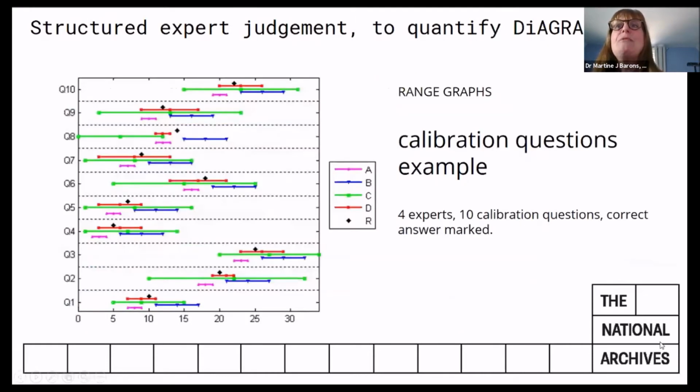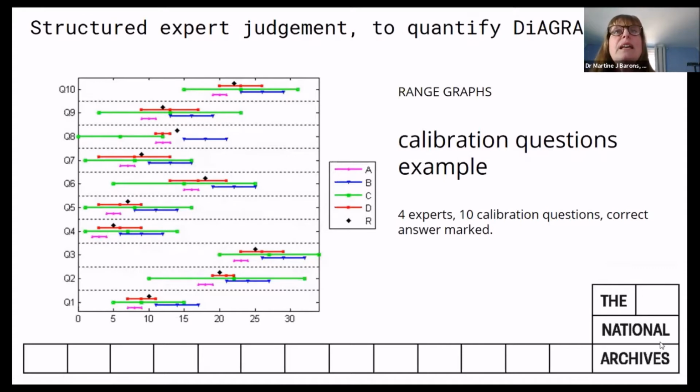This is the sort of graph that we get. In this case, it's calibration questions, so we do know the answer. You can see the black diamond marked R is the right answer. We see immediately that expert D, in red, has the right answer captured between their lowest plausible and highest plausible bound in every case. So that expert is very accurate.